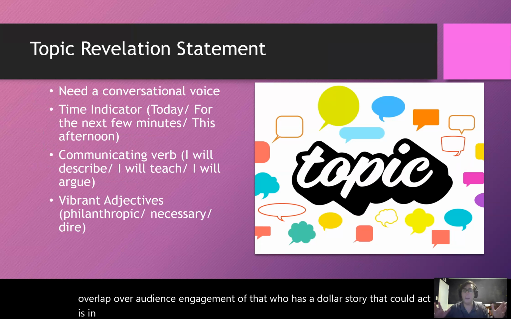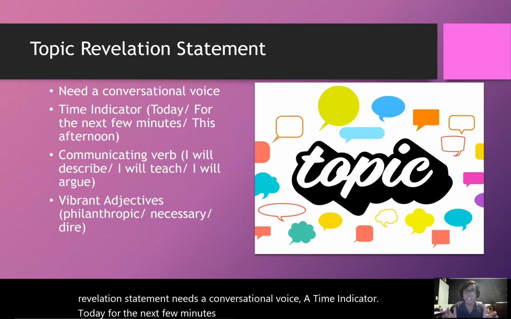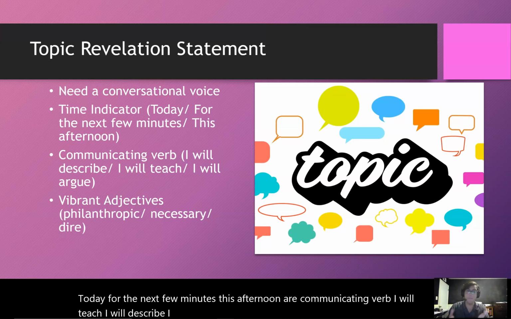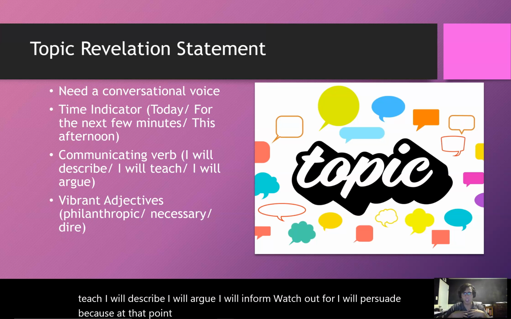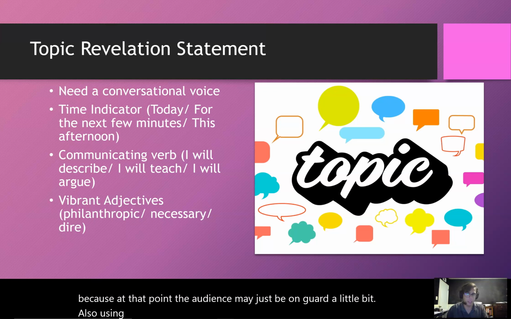Then we need a topic revelation statement. A topic revelation statement needs a conversational voice, a time indicator: today, for the next few minutes, this afternoon, a communicating verb: I will teach, I will describe, I will argue, I will inform. Watch out for I will persuade, because at that point, the audience may just be on guard a little bit. Also using vibrant adjectives: philanthropic, necessary, dire.